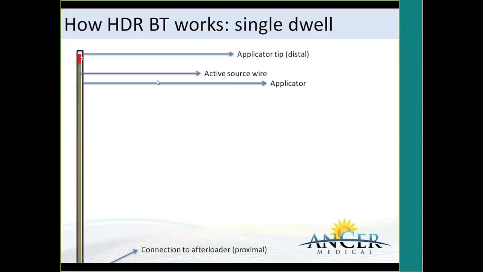There are actually two wires in the machine. One is an active source wire, and one is an inactive or dummy source wire. So all the checks are done with a dummy, and once the machine and all the QA is done, the machine will send the active source out. And this is essentially a simplified geometry.